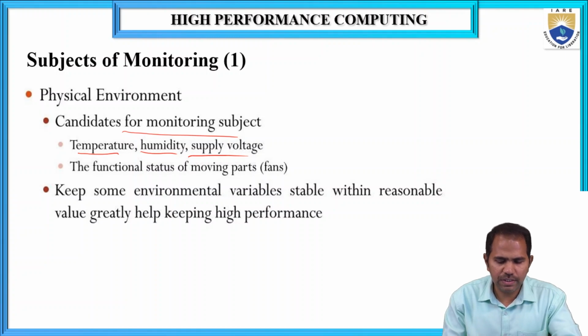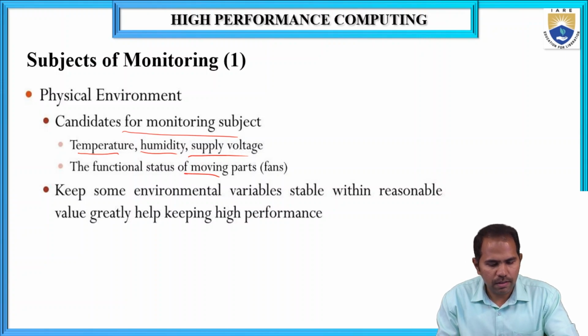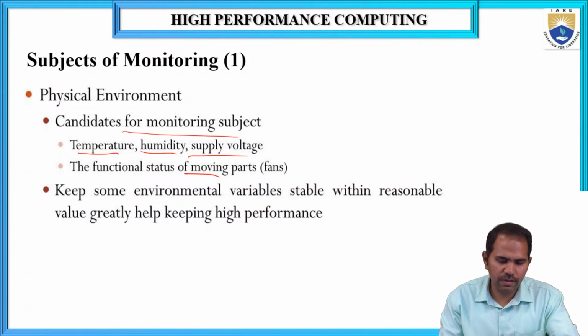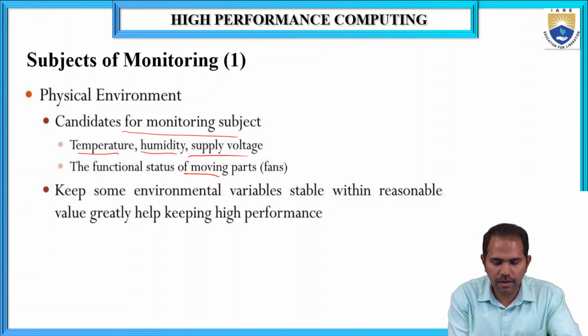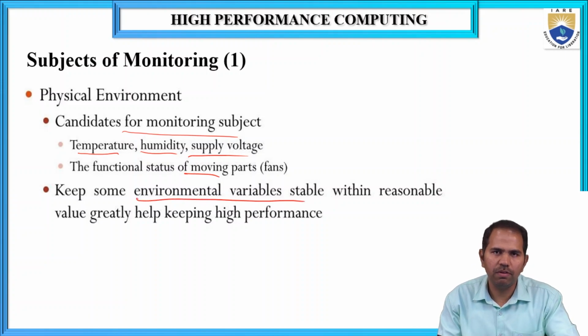Now see here the functional status of moving parts also. The functional status of moving parts may be affected, so that is the thing to monitor. And the next thing is to keep some environmental variables stable. This is very important. Some of the environmental variables you have to keep stable.